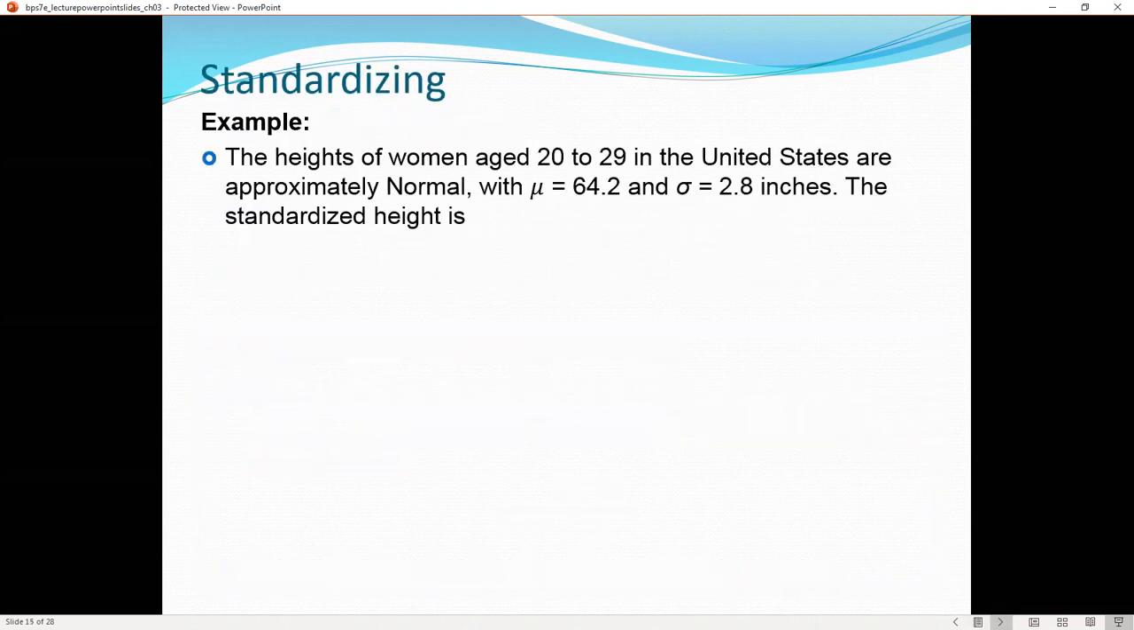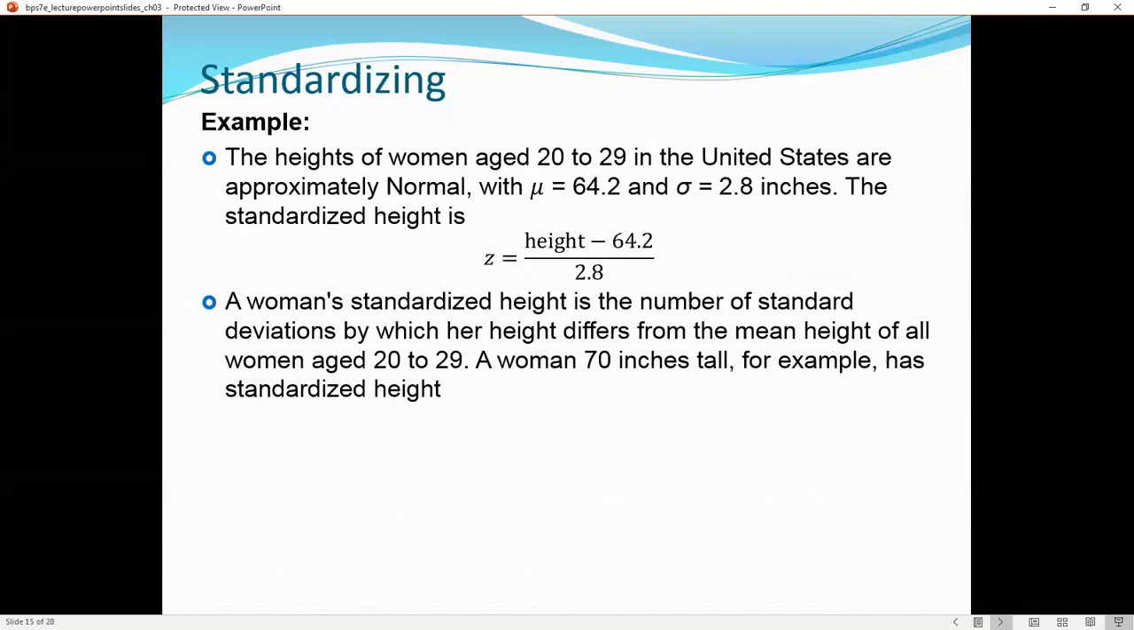Here's an example: the heights of women aged 20 to 29 in the United States are approximately normal, with mu equal to 64.2 and sigma equal to 2.8 inches. The standardized height is height minus mu divided by sigma. A woman's standardized height is the number of standard deviations by which her height differs from the mean height of all women aged 20 to 29.